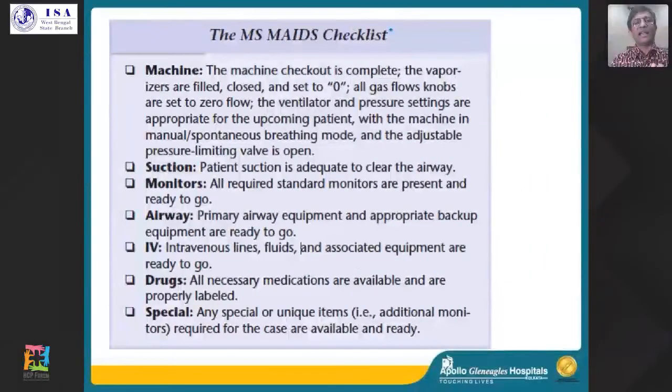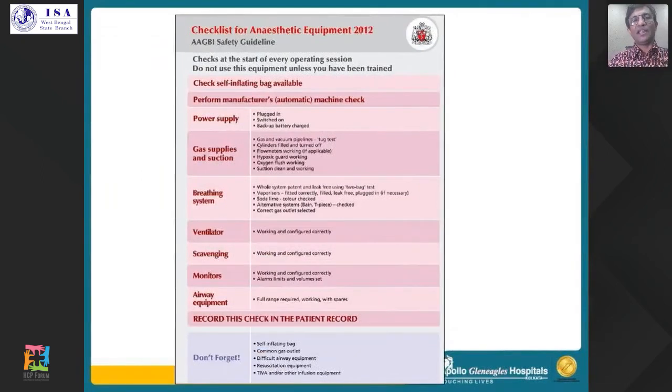And this is again part of the MS MAIDS checklist. This was made very popular by the ASA some few years back. The M stands for machine, which starts the MS MAIDS checklist. The same thing, you cross the Atlantic and come to this side, it is essentially the same.